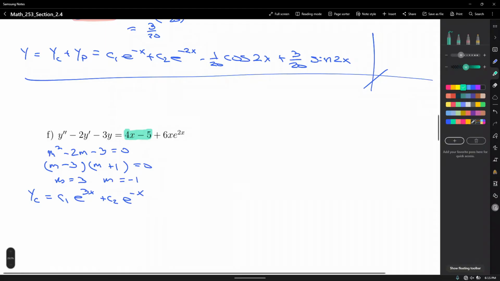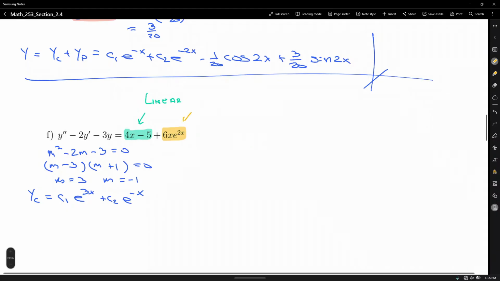What about this 4x minus 5? Doesn't that look linear? However, what about the second term? That's a linear times an exponential, all right? Okay, check. Linear times exponential. Okay, so what's going to be the form of the particular solution?